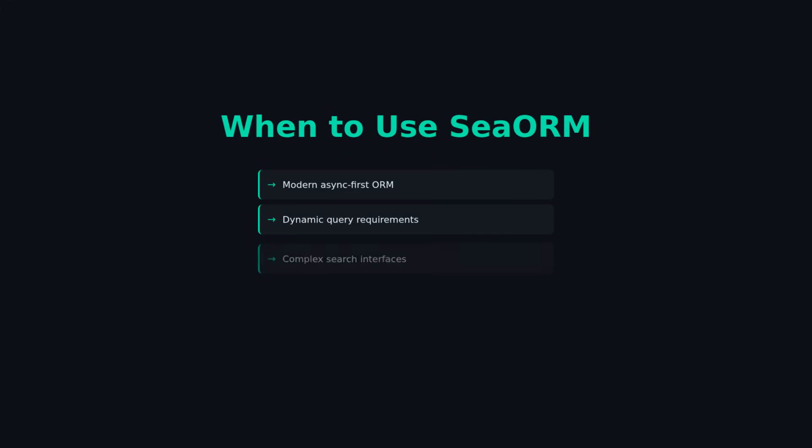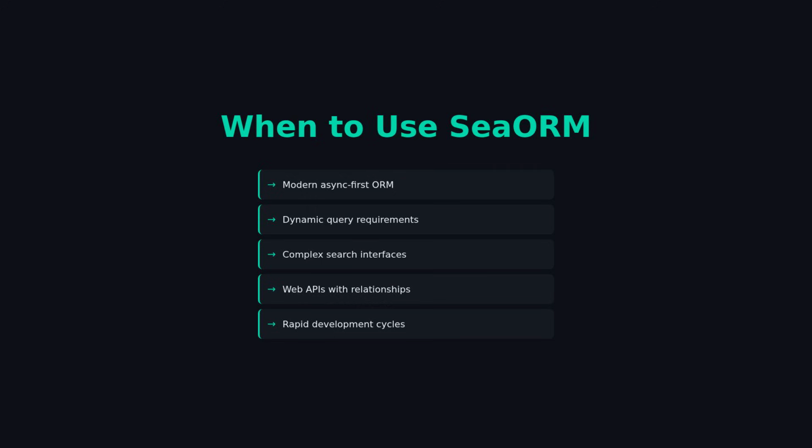The limitations? First, runtime errors are possible. Unlike Diesel or SQLx, schema mismatches are caught at runtime, not compile time. You need good test coverage. Second, it is newer than Diesel. While SeaORM 2.0 is stable, it has not been around as long. The ecosystem of plugins and extensions is smaller. Third, the runtime overhead. While minimal, there is some overhead from dynamic query building. For extreme performance requirements, Diesel or SQLx might be better.